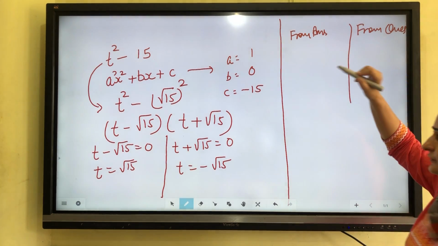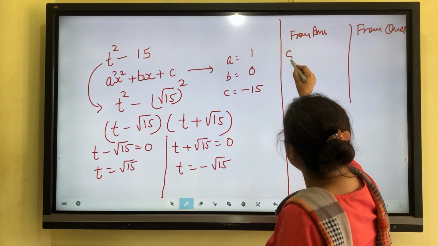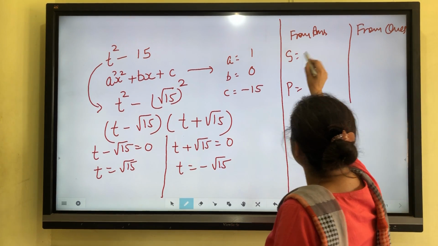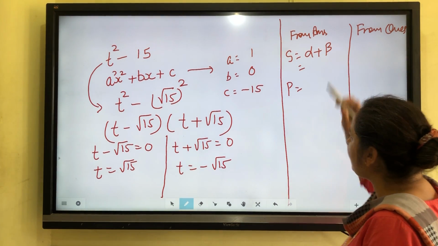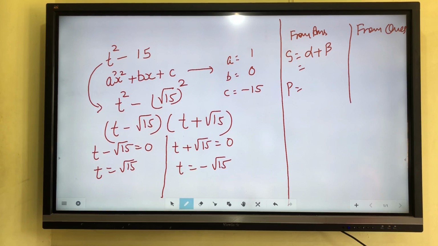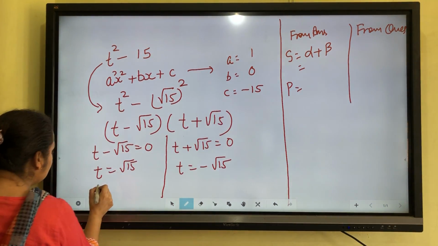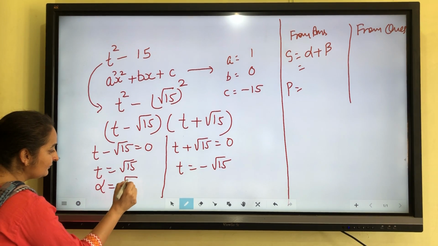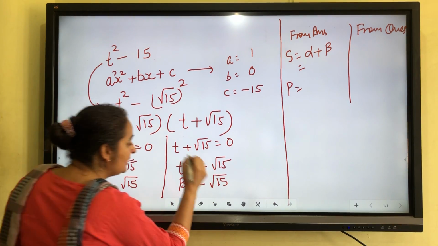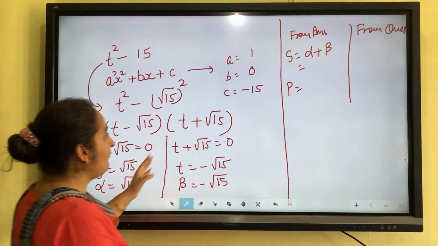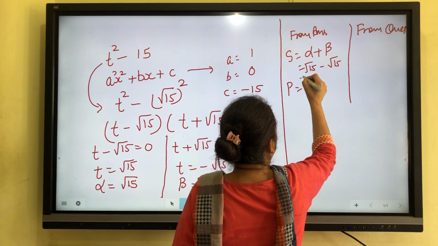On what two factors are we able to calculate? We are able to split the middle term. One factor is the sum and the second factor is the product. What is the sum? That is alpha plus beta. What do alpha and beta mean? That is the two values of the variable t. Here one value is under root 15, then we can say that one answer is alpha and the second answer is beta. Now calculate there. What is the sum of alpha plus beta? Under root 15 minus under root 15 equals 0.